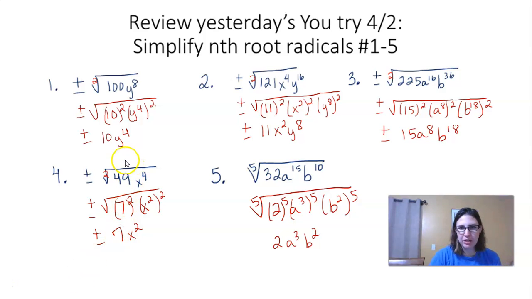The only other one you might have had a question about is maybe number 5, where you have 32, a to the 15th, and b to the 10th power. And this whole entire thing is a 5th root. And so you're just rewriting every one of these factors to the power of 5. So 2 to the 5th power is 32. A to the 3rd, 5 times, would be a to the 15th power. And b squared, 5 times, would be b to the 10th. And when you reduce it, you get rid of the radical symbol and you just leave everything that was inside the parentheses. And the rest of everything can go away. So that's really how you do these.